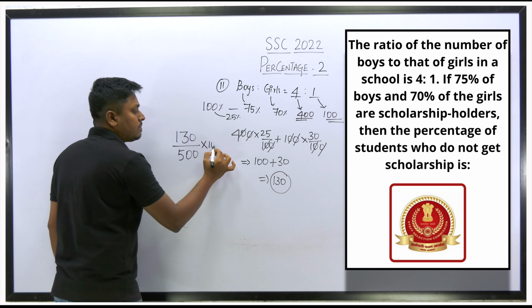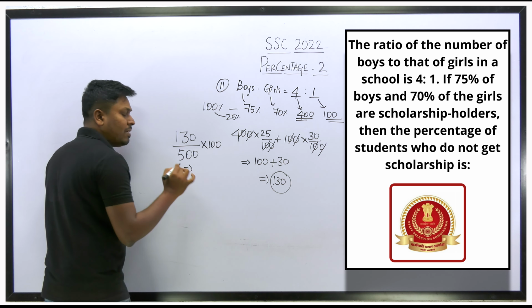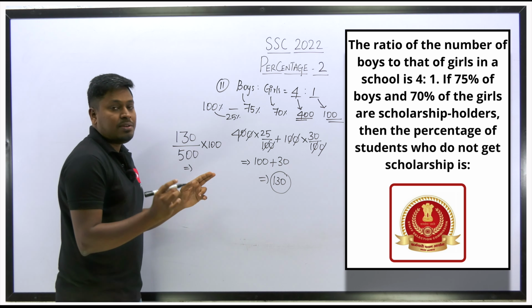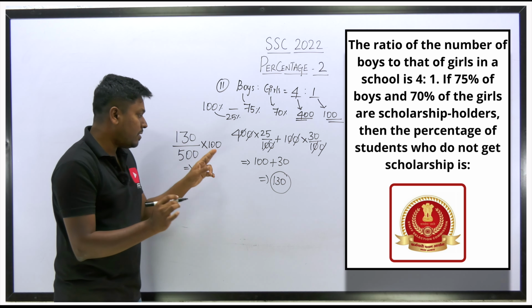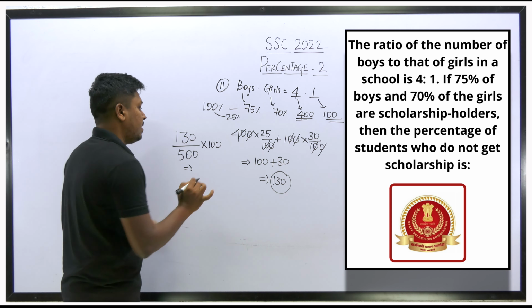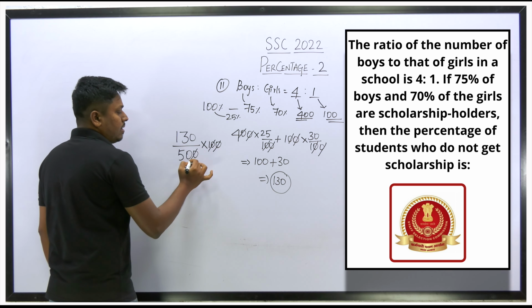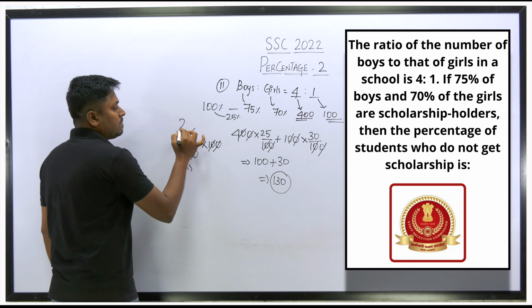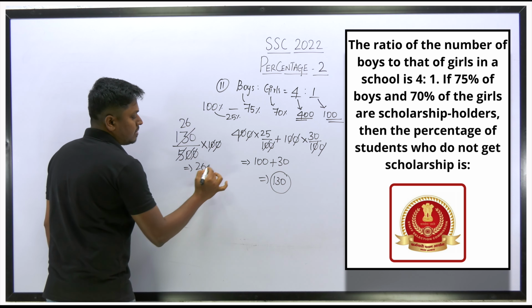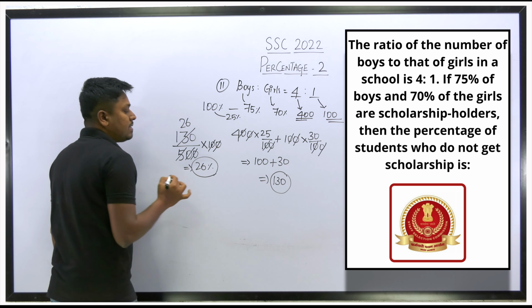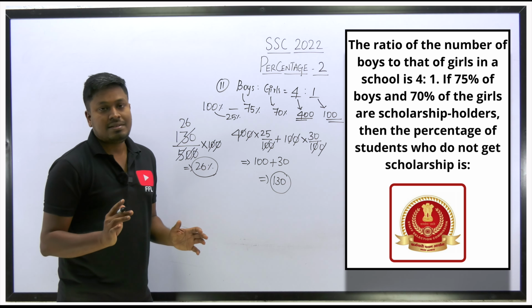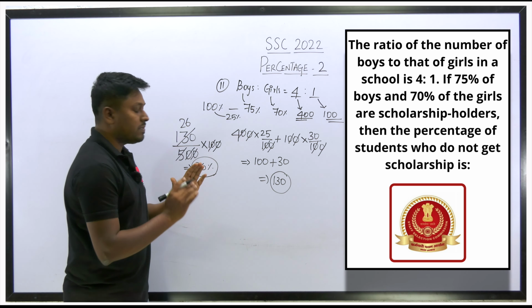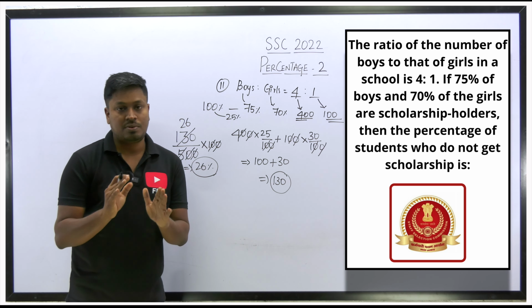So into 100. In the previous video, I told you, whatever value we need to convert into a percentage, we need to multiply by 100. Never forget that. We can cancel the zeros here, and here. So this becomes 2 and 26. The resultant answer will be 26%. So the final answer is 26% of students did not get a scholarship.